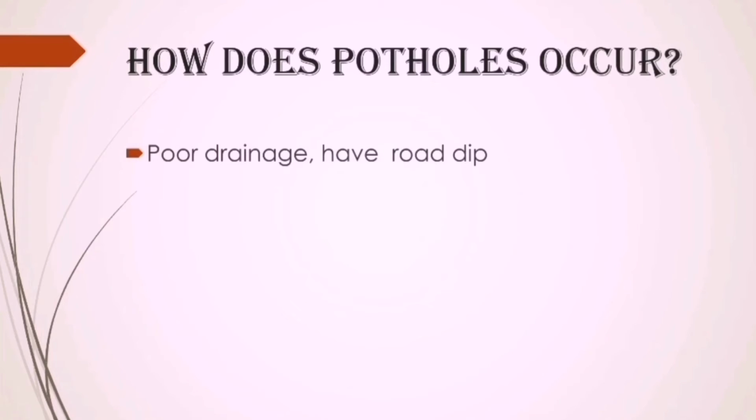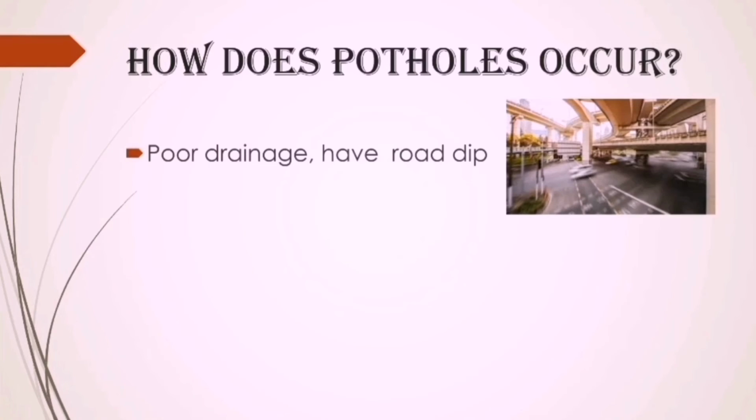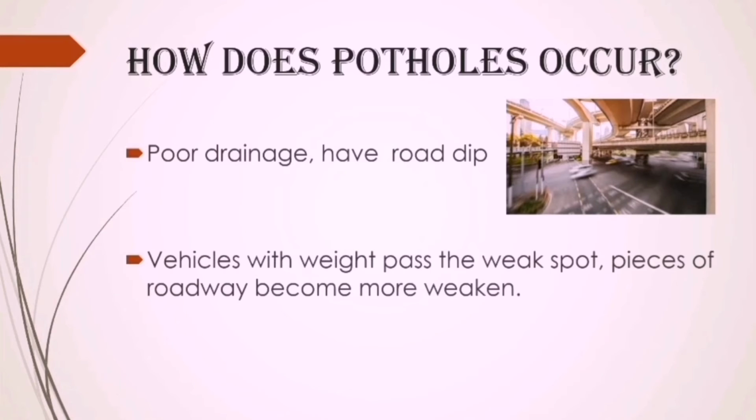Potholes also occur in areas that mostly have poor drainage and particularly have road dips, such as the trough under viaducts, which have road dips. When cars and trucks with heavy weight pass over the weak spot of the road for a long time, it will cause the pieces of the road material to become more weakened. This will cause the road material to collapse or break down from the weight and create potholes on the road.